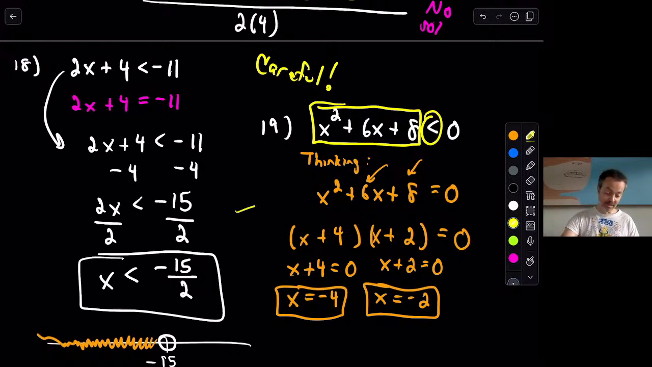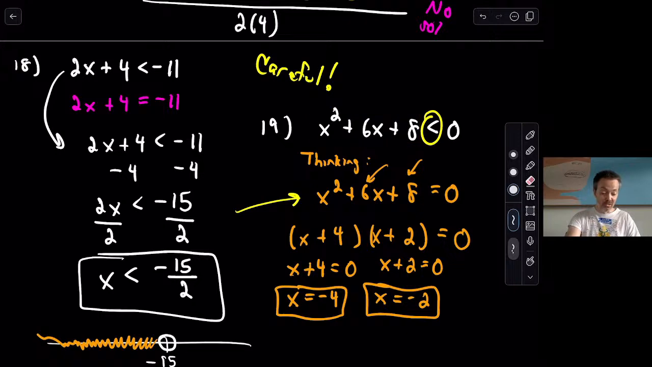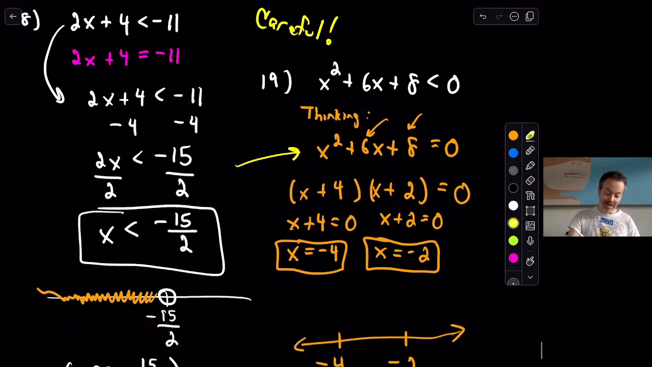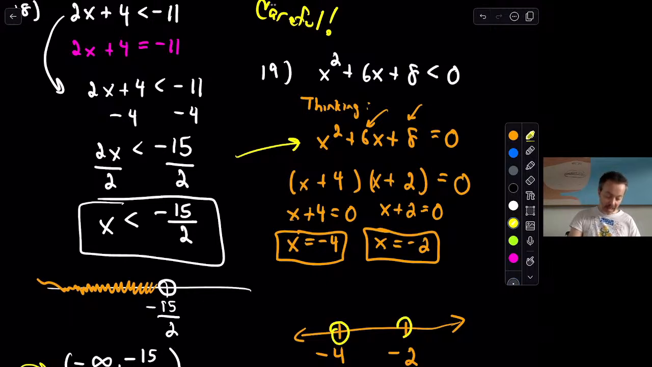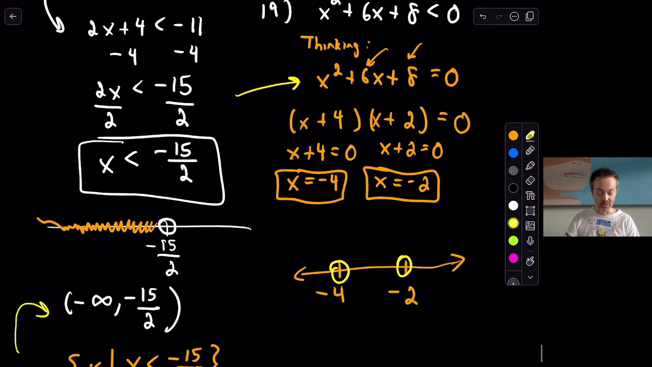I mean, that's what we just found by taking that equation and setting it equal to 0, right? What values of x are going to spit out 0 at the end? Well, if you plug -4 in, or if you plug -2 in, you're going to get 0 out at the end. Well, 0 is certainly not less than 0. So already I know that -4 and -2, those two values don't work. So I'm going to go ahead and put two big open circles there.